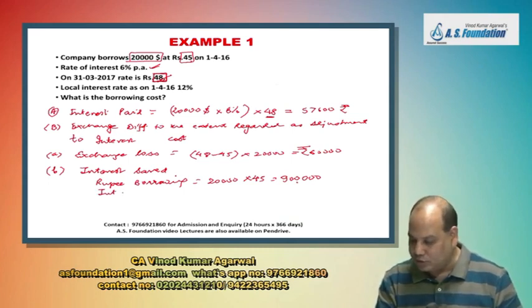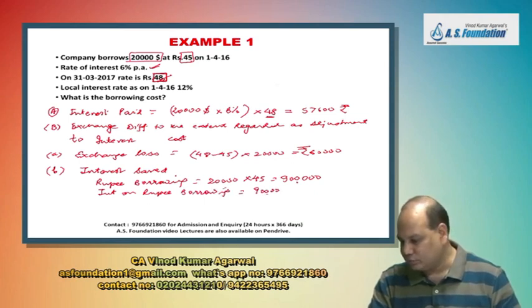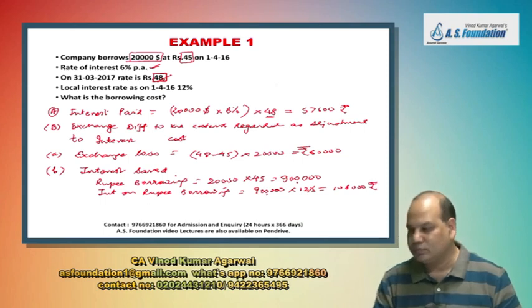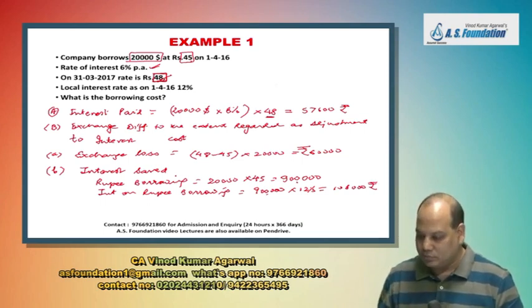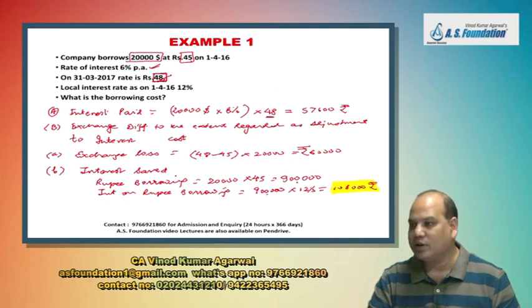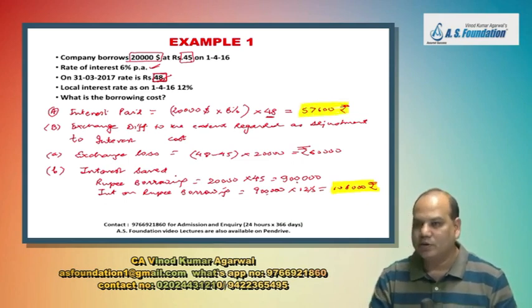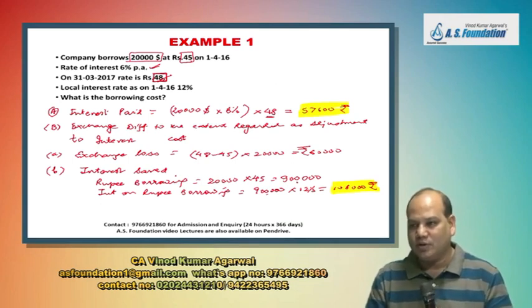And interest on rupee borrowing would have been 9 lakh into 12%. So that is 1 lakh 8,000 rupees. Right. Now you will understand. Had you borrowed in rupee, you would have paid 1 lakh 8,000 interest. By borrowing in foreign currency, you have paid only 57,600 rupees as interest.